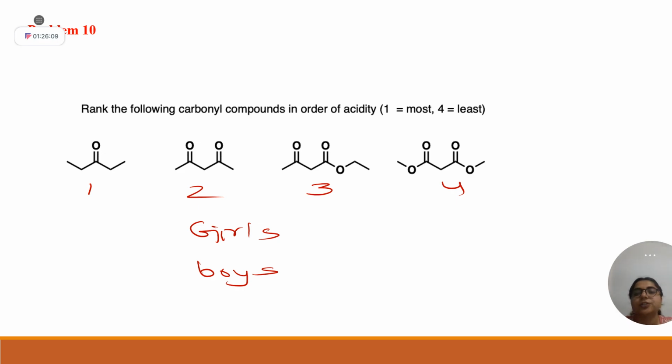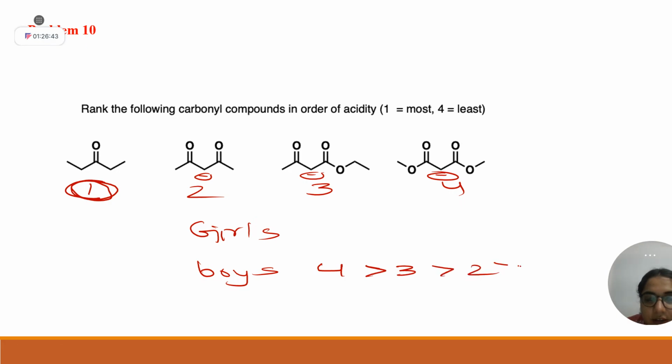Yes. Done or not? Okay. One thing is clear. In all these, this will be least acidic, right? Yes, ma'am. And among these three, this is negative. Okay. Tell me. Ma'am, fourth will be most acidic because of the active methylene group. Fourth is most acidic. If according to you fourth is more acidic, then your order is 4, 3, 2, 1. Correct? Yes, ma'am. Okay. Girls, what is your take on this?